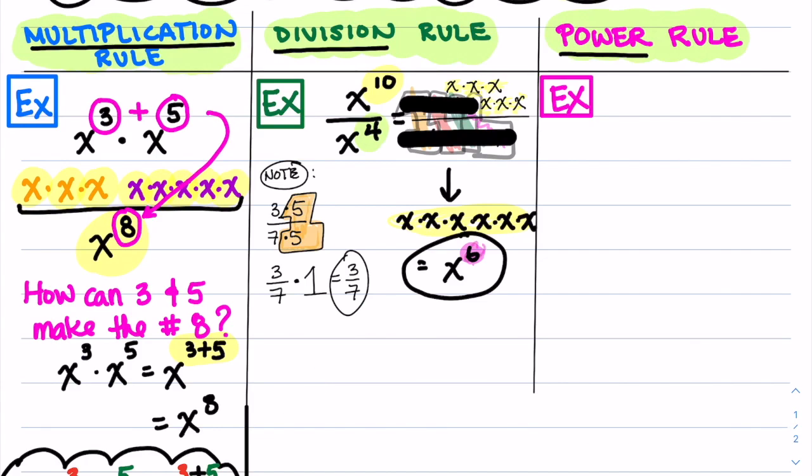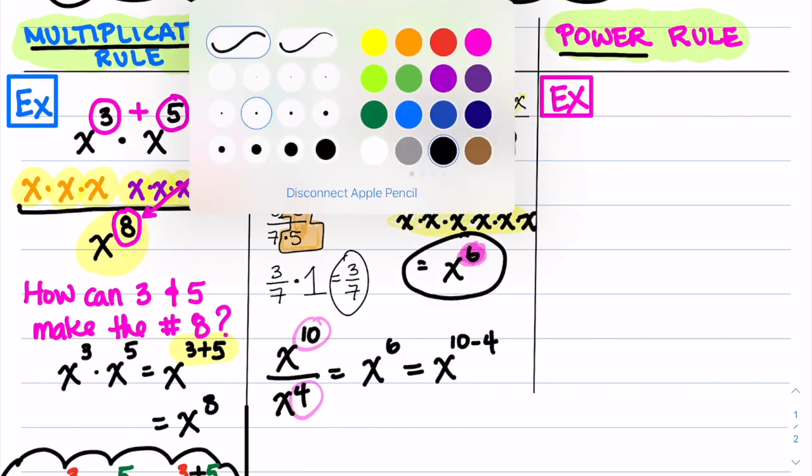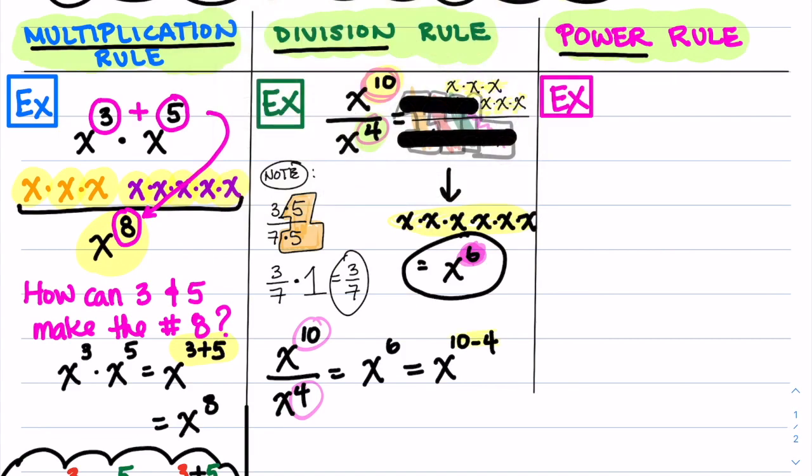Well, let's see. I ended up with a final answer of x to the 6th power. I started with 10 and 4. So if I start with 10 and 4 and I know that I end up with 6, how could I get 6 from the numbers 10 and 4? So think for a second. Could I do it with addition? Subtraction? Multiplication? Division? And hopefully you will see you could do it by subtracting 10 minus 4. That would give you the more straightforward way of getting the answer.